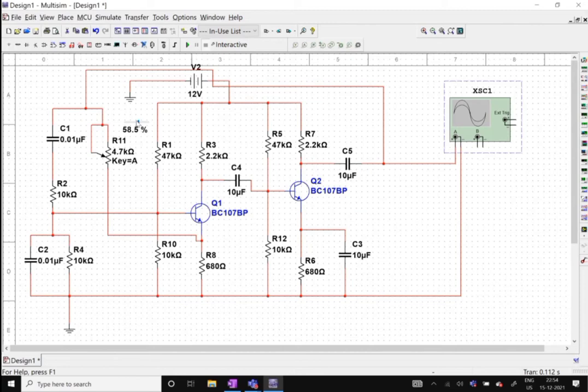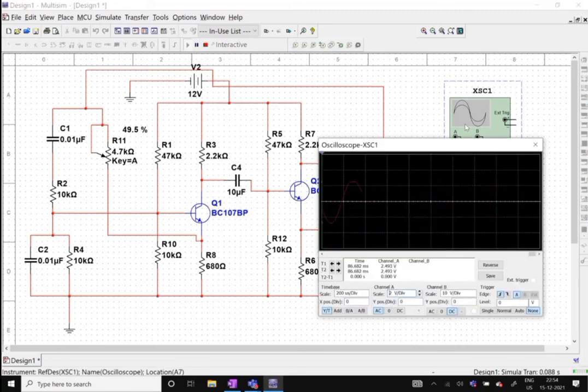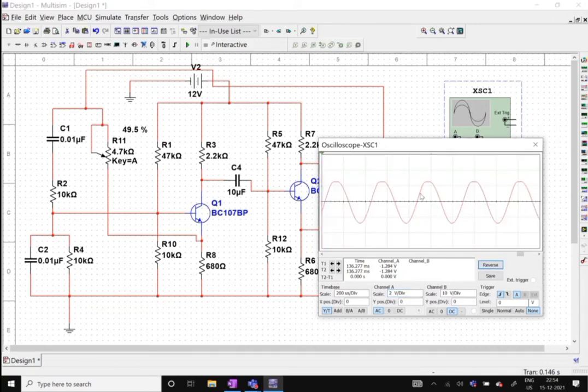Again, by changing this value to 42, 44, 45, 47.7, 49.8, and again simulate the circuit. We will get some sine wave. This is the sine waveform. Again, some clipping has been observed at the top.